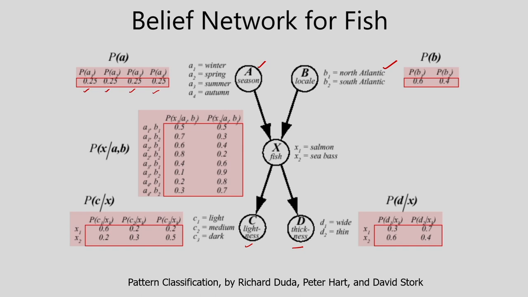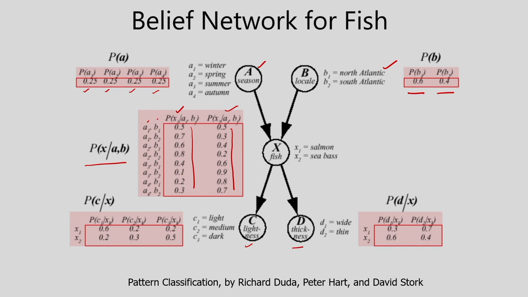Similarly, corresponding to B, the probability of B1 is 0.6 and the probability of B2 is 0.4. After this, I am considering the dependence. X depends on A and B, so that is represented by the probability of X given A, B. Corresponding to this you can see this table. In the first column, the probability of X1 given A and B, and similarly in the second column, the probability of X2 given A and B. All the states are considered: A1 B1, A2 B2, and so on. These are the conditional probabilities in the table.